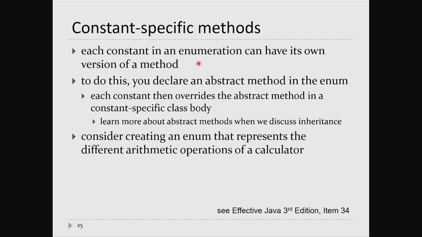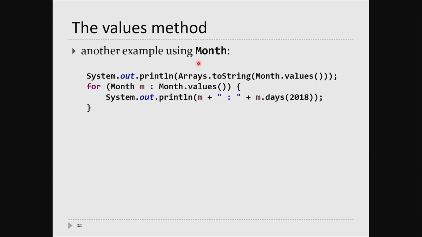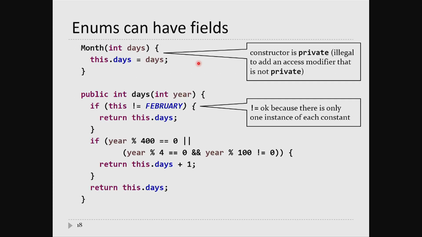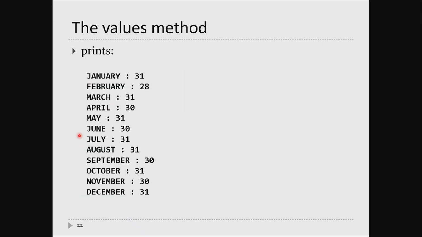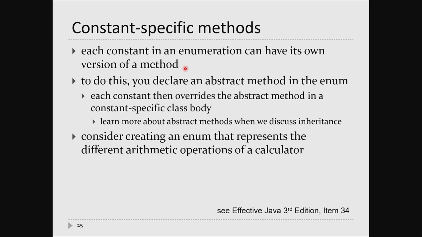Each one of your constants in the enumerated type can have its own version of a method. Back here, I've got a method, but this method is the same for January, February, March, April, May, June, and so on. It's the same for all of them. This slide is telling you each one of your constants can have a different version of that method.